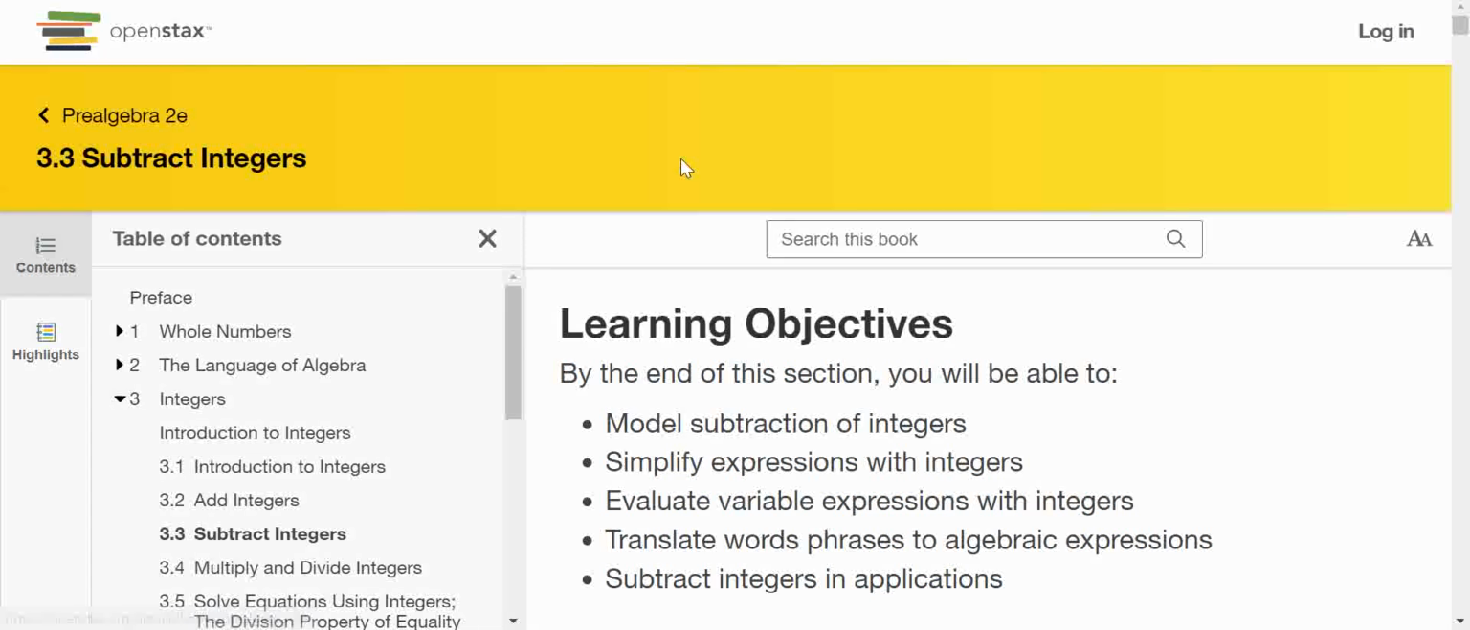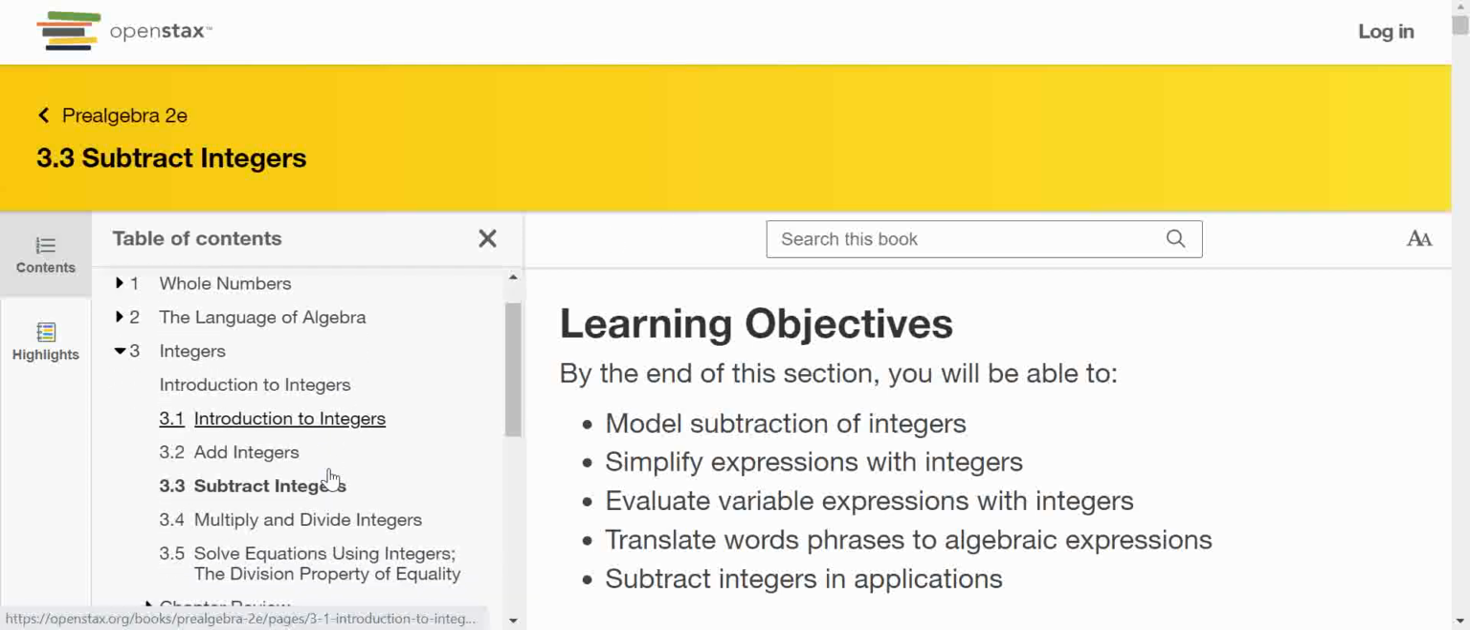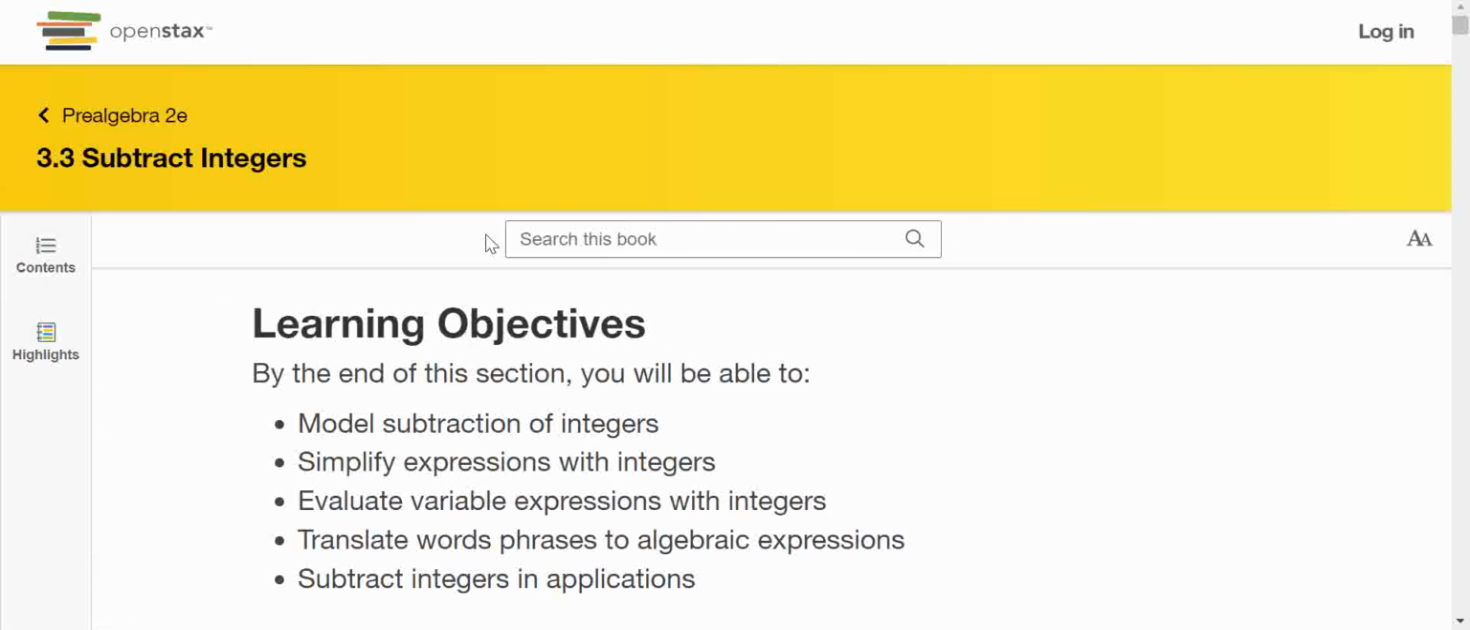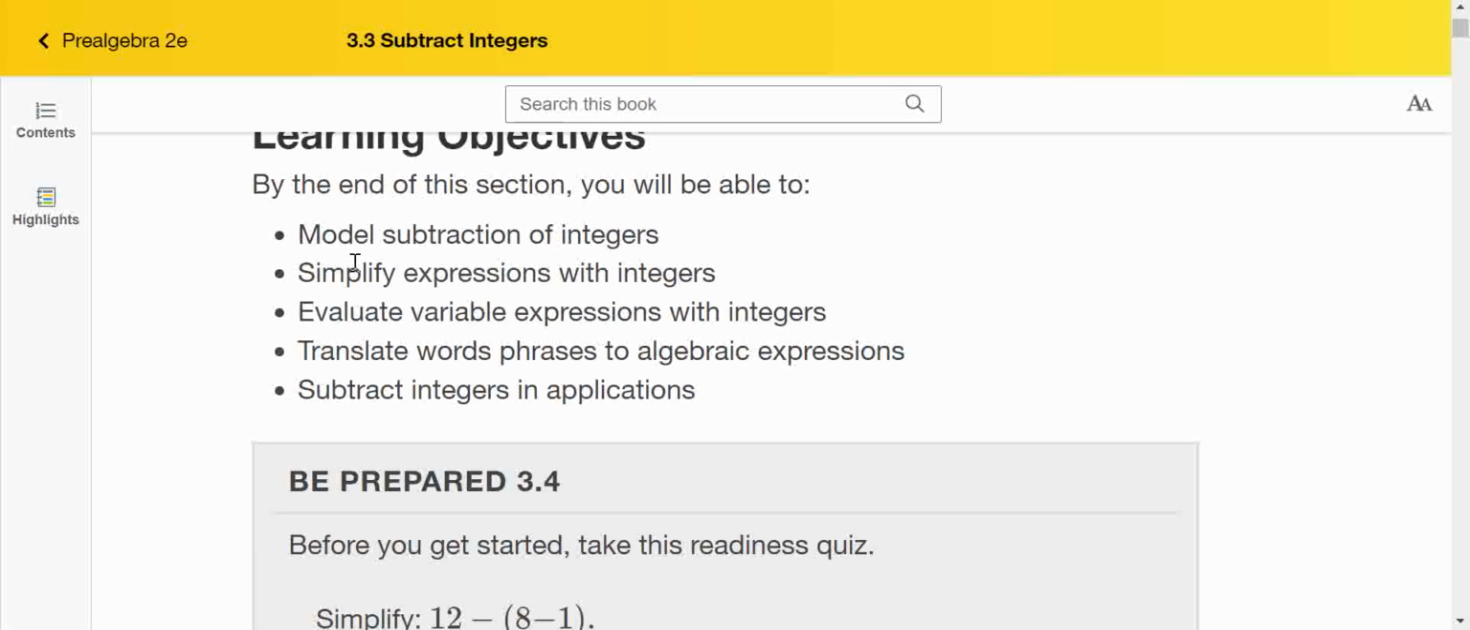We are reading OpenStax 3.3 Subtract Integers. Learning objectives. By the end of this section, you will be able to model subtraction of integers, simplify expressions with integers, evaluate variable expressions with integers, translate word phrases to algebraic expressions, subtract integers in applications.